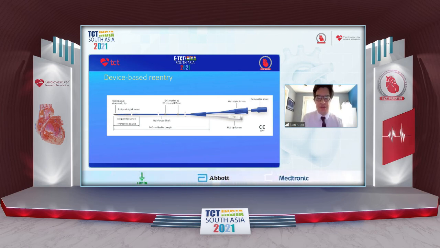So essentially, there are two ports. The stylet port leads you to an exit port about 8 millimeters from the tip.